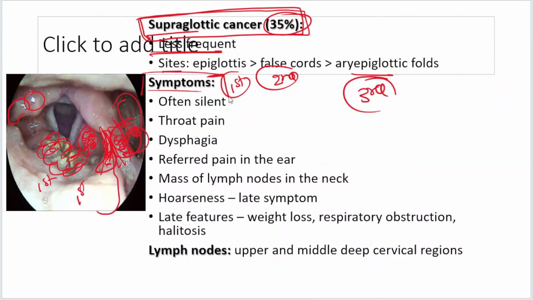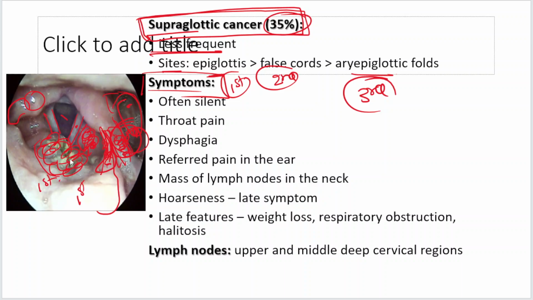What are the symptoms? Now look at this growth here. It is an ulceroproliferative growth, a dirty looking growth, but it is neither causing any problem to the vocal cord. The vocal cords are fine, perfectly white in color. The piriform fossa is also not affected because the growth is very far away from it. So there is no hoarseness of voice, no dysphagia.